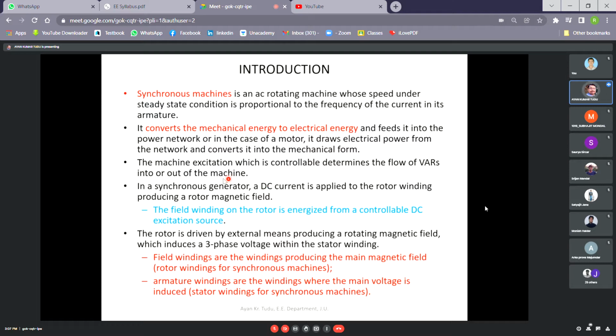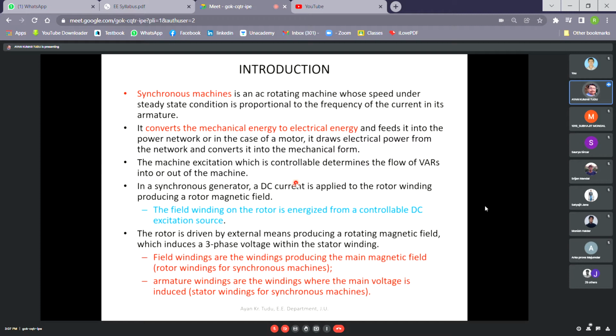And in a synchronous generator, we use DC current applied to the rotor winding, which is also known as the field winding, producing the rotor magnetic field. So in the synchronous generator, the field winding on the rotor is energized from a controllable DC source, and the rotor is driven by external means producing a rotating magnetic field. These external means can be the prime mover: a steam turbine in the case of our thermal power stations, and in the case of hydraulic power stations, hydraulic water turbines.